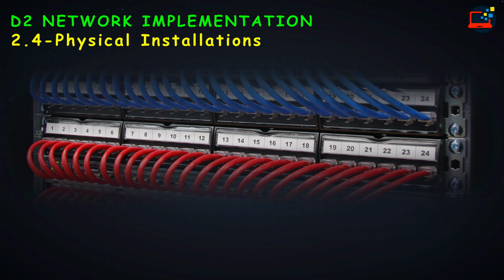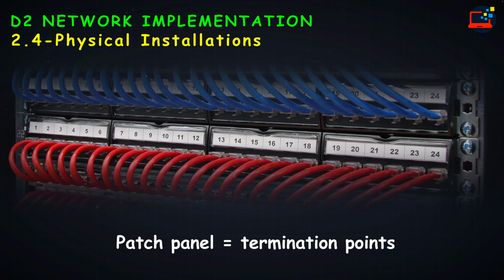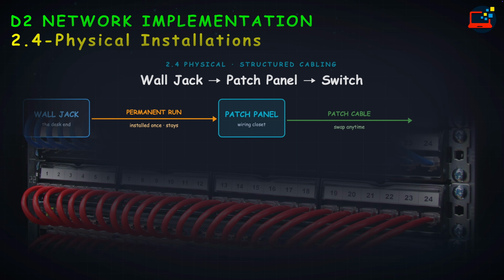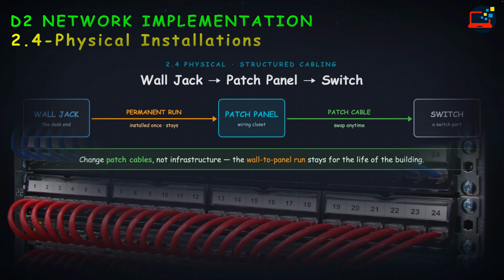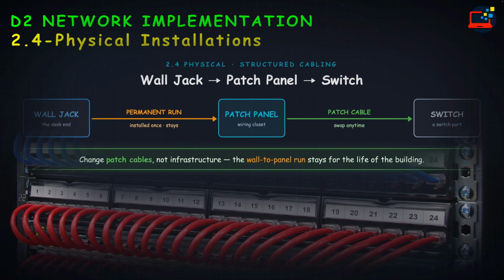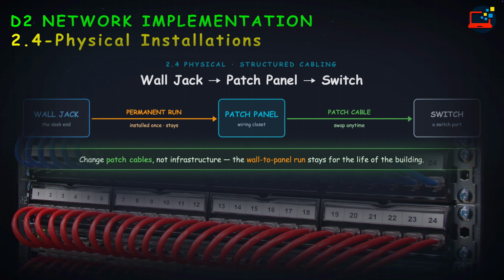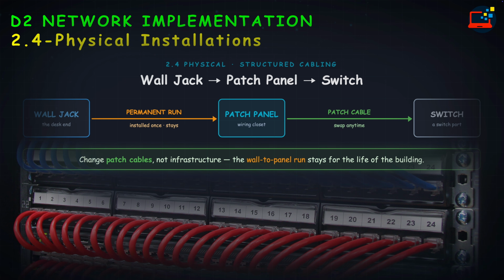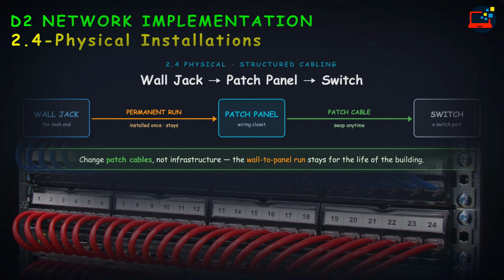Patch panels are the structured cabling termination points at each end of a run. Every cable from the wall jack lands on a patch panel in the wiring closet, where a short patch cable connects it to a switch port. The benefit is you change patch cables, not infrastructure cables. The wall-to-panel cable gets installed once and stays for the life of the building.